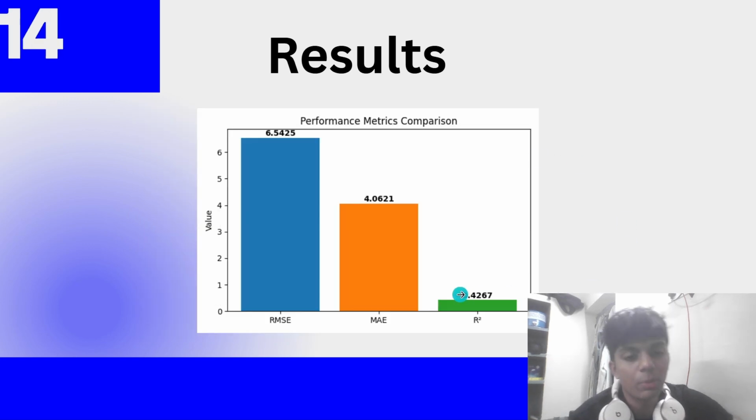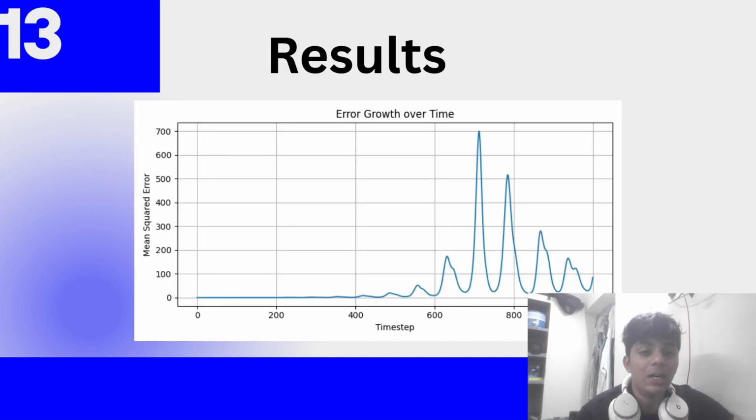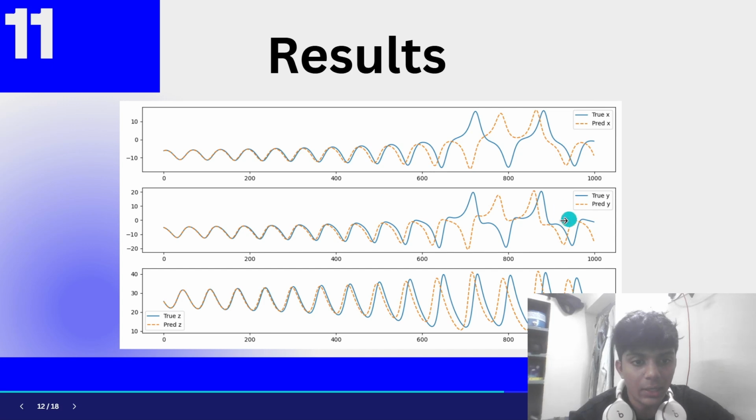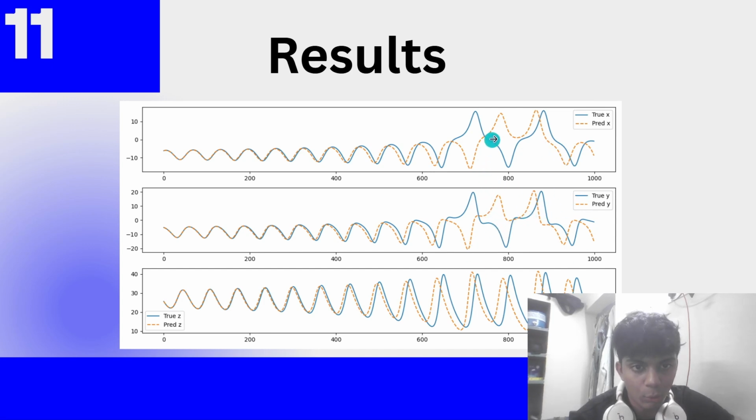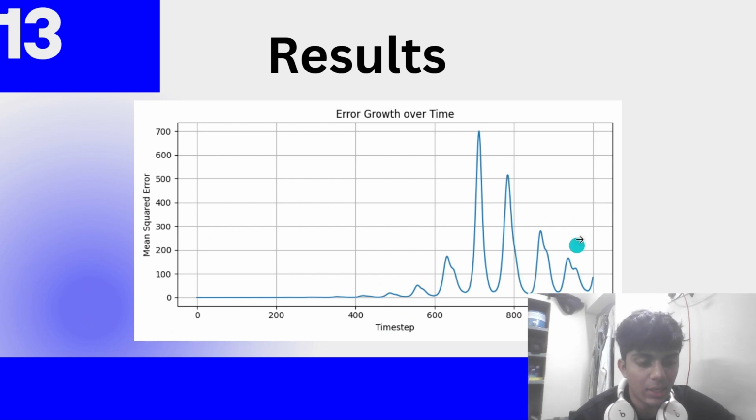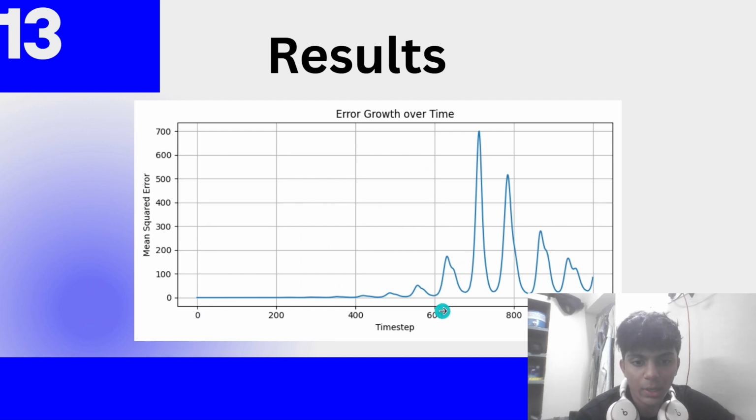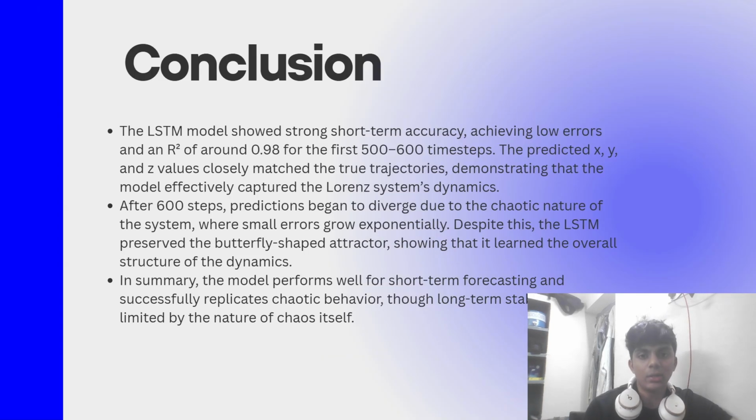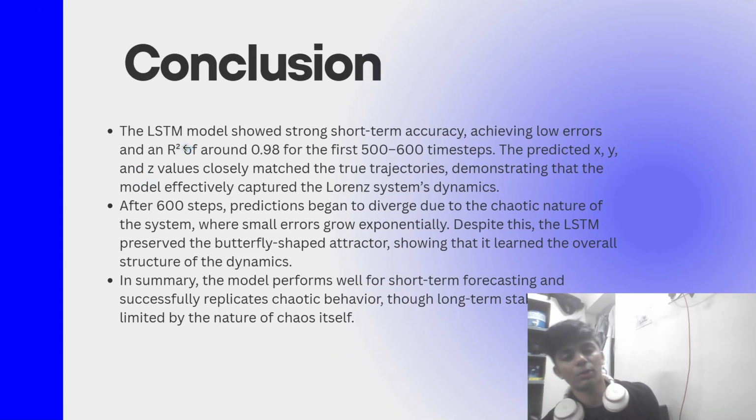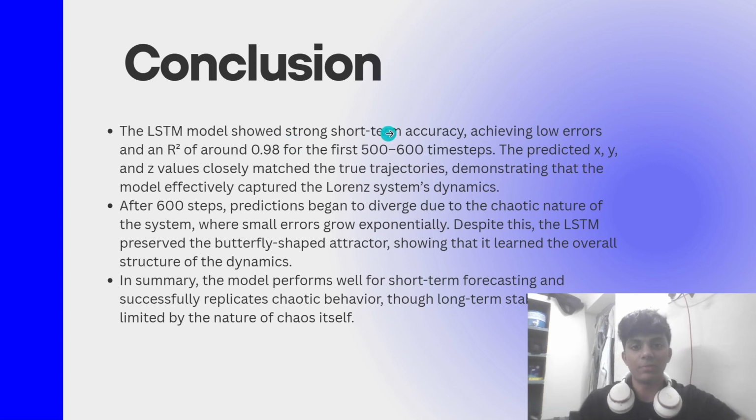Talking about the value of R square, the R square value is 0.4. It is quite low because of the errors that were found in the region post 700 and 750, between around 800. This is the reason that the R square value has dropped to 0.4. But for the values between 0 and 500 or 600, the R square value was quite high, about 0.98 to be precise.